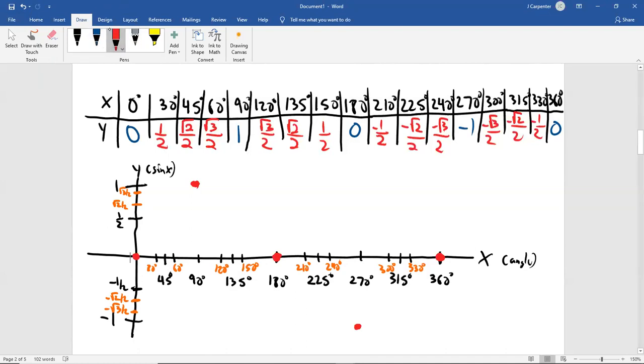Oh, red for the points though, sorry. So 30 degrees, comma, a half, right 30, up a half, boom. 45 degrees, square root of 2 over 2, boom. 60 degrees, and then square root of 3 over 2, boom.